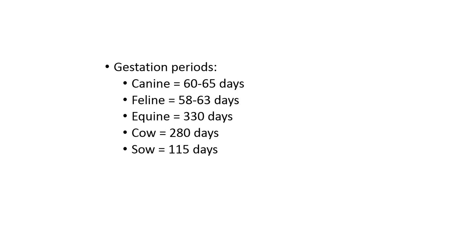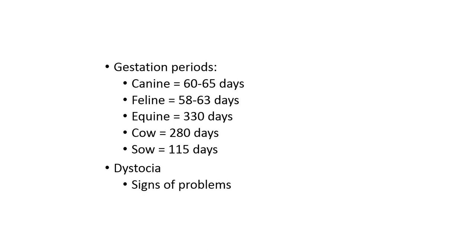Obviously dystocia means that they're having difficulty having the puppies or the foal or whatever's going on. Most mares will foal very early in the morning. They don't like people to be around when they foal. They like to be by themselves.